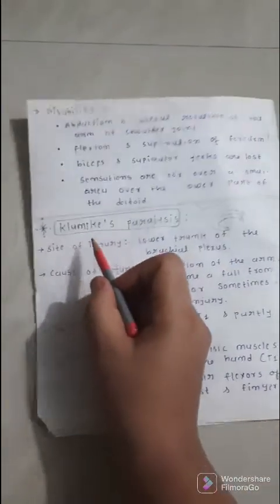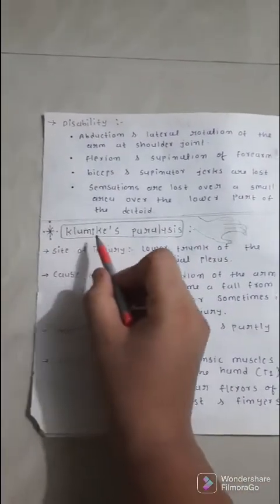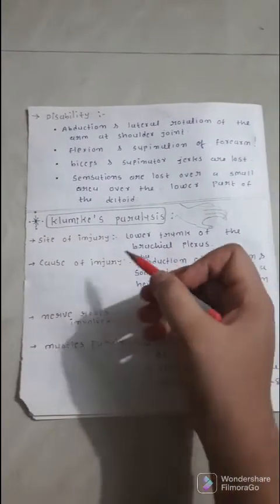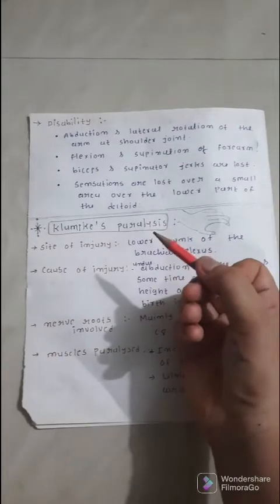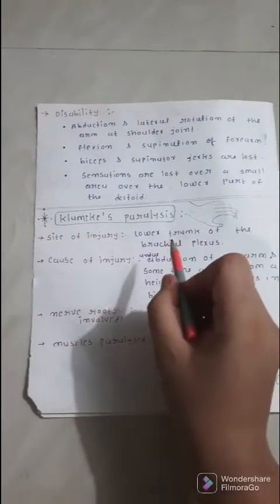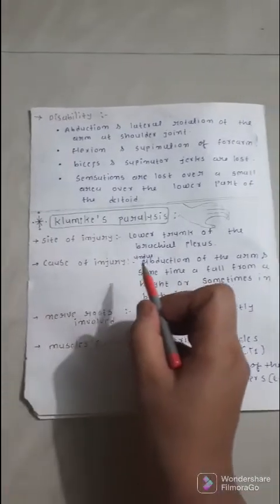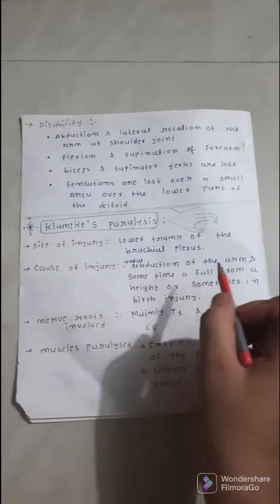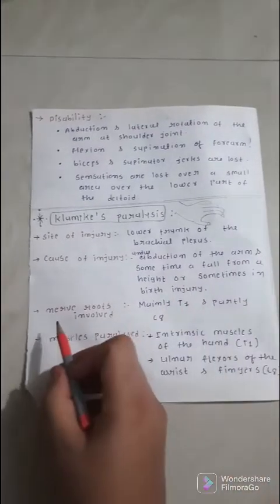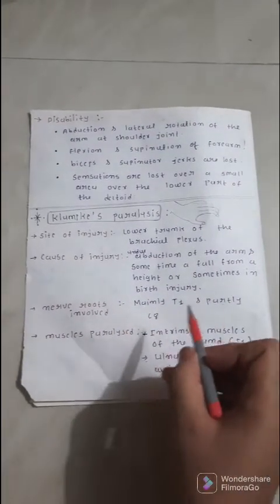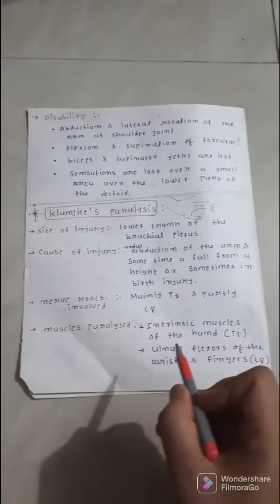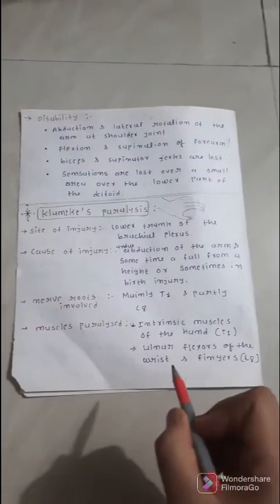The other deformity is Klumpke's paralysis. Site of injury: the lower trunk of the brachial plexus. Erb's palsy involves the upper trunk of the brachial plexus, and this is the lower trunk. This is very important for MCQ purposes. Cause of injury: abduction of the arm, sometimes a fall from a height, or sometimes birth injury. Nerve roots involved: mainly T1 and partially C8. Muscles paralyzed: the intrinsic muscles of the hand and the ulnar flexors of the wrist and fingers.